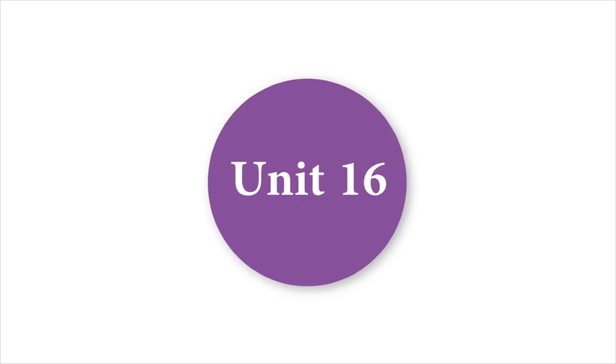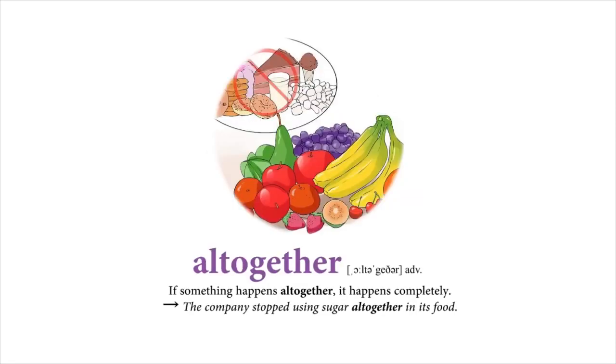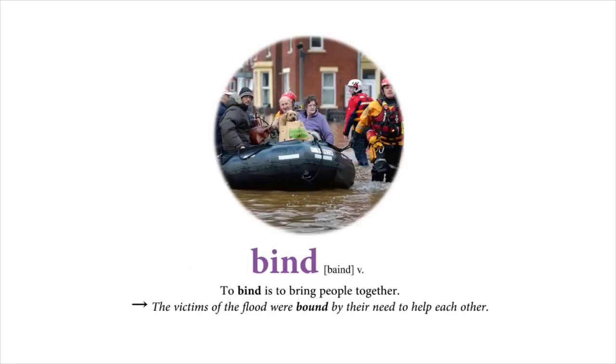Unit 16. Word list. Altogether. If something happens altogether, it happens completely. The company stopped using sugar altogether in its food. Bind. To bind is to bring people together. The victims of the flood were bound by their need to help each other.